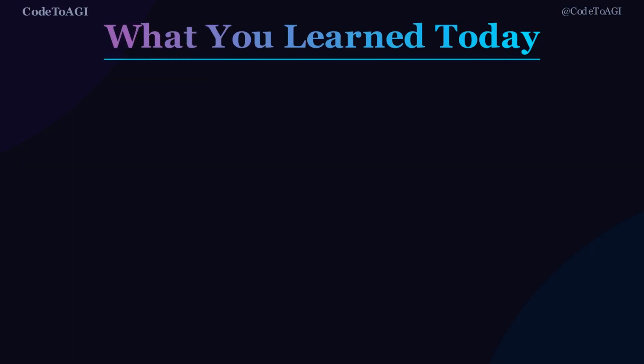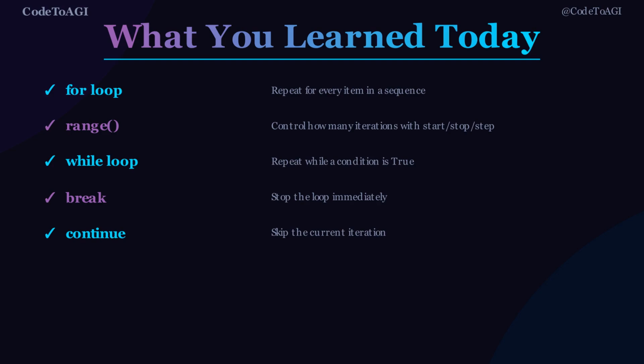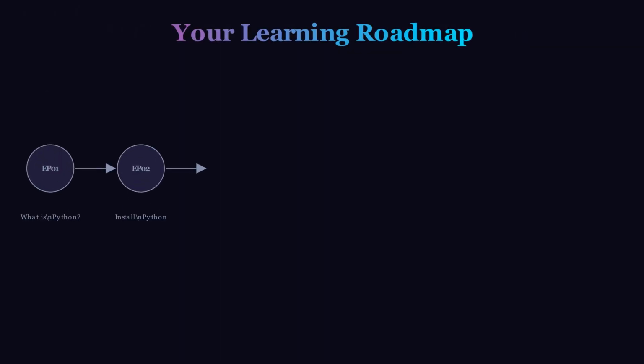Let us wrap up what you learned today. The for loop repeats for every item in a sequence. Range gives you control over how many times to loop. The while loop repeats as long as a condition is true. Always update your while loop variable to avoid infinite loops. Break stops a loop immediately. Continue skips the current iteration. And you built a complete times table generator.